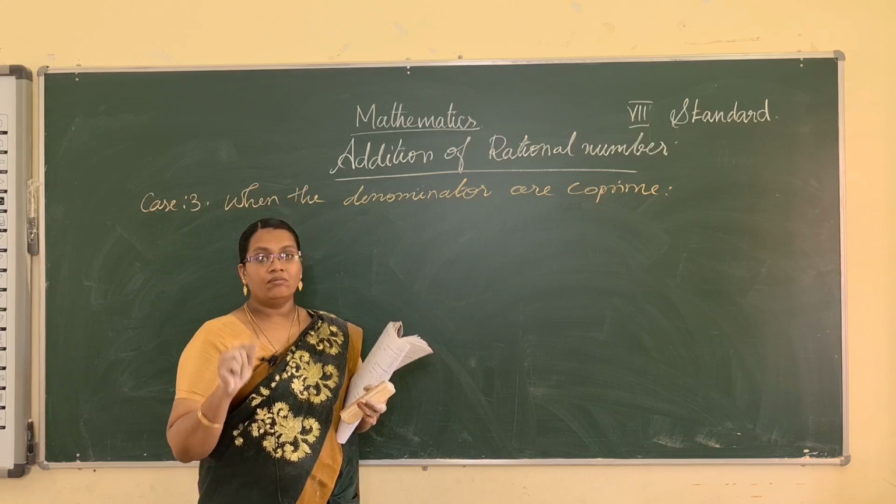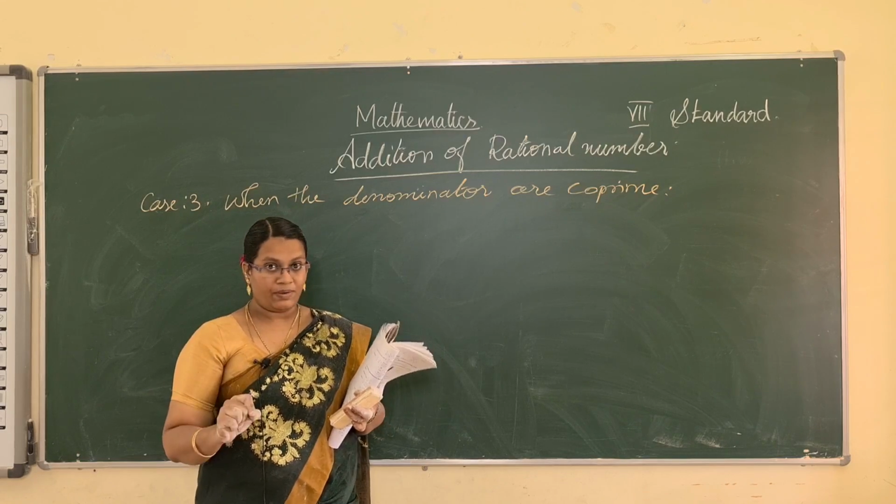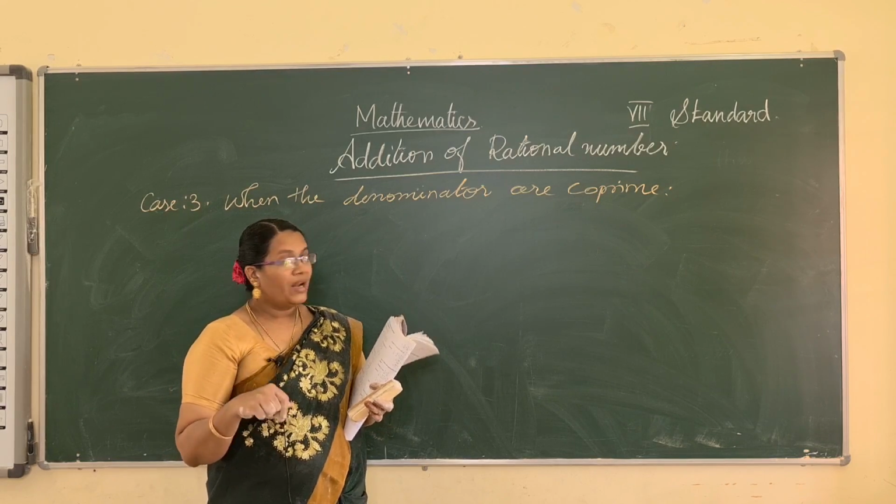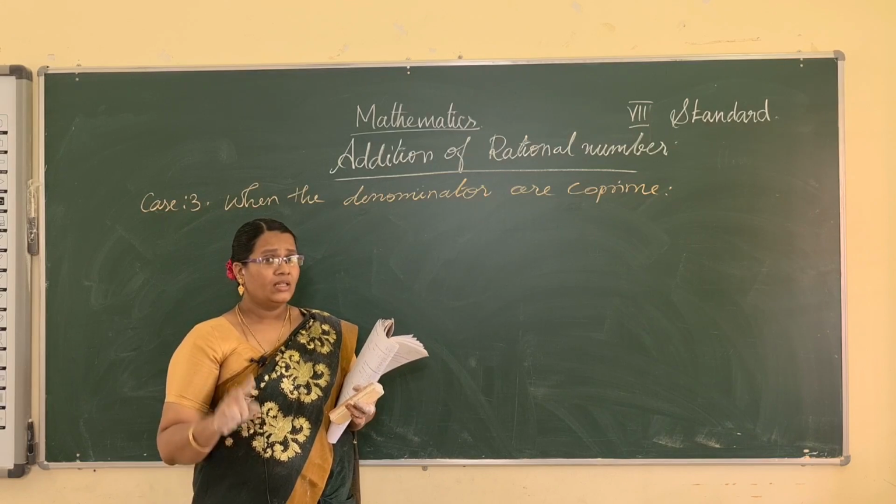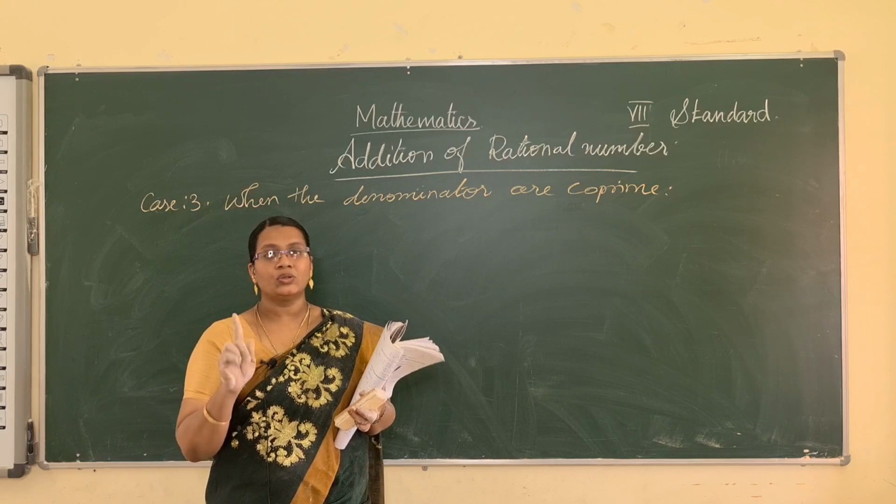Divide the number by 1 and itself, it's called a prime. Okay, and co-prime means the only common factor is 1.